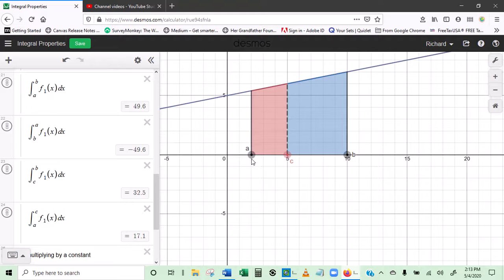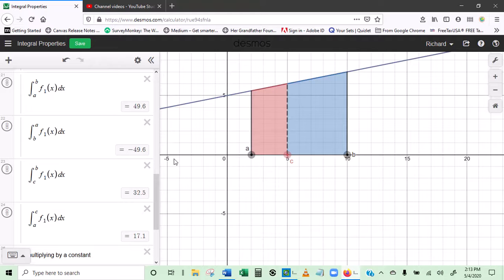Well, you can see that since A is lower, that's going to come out negative. So in other words, the order in which we have these integration boundaries makes a difference. If you want the typical positive area here, we're adding from the lower limit to the upper limit. But if we add from the upper limit back down to the lower limit, we get the opposite. And as you see here, that's negative 49.6 instead of positive 49.6. Okay? So that's an important point.